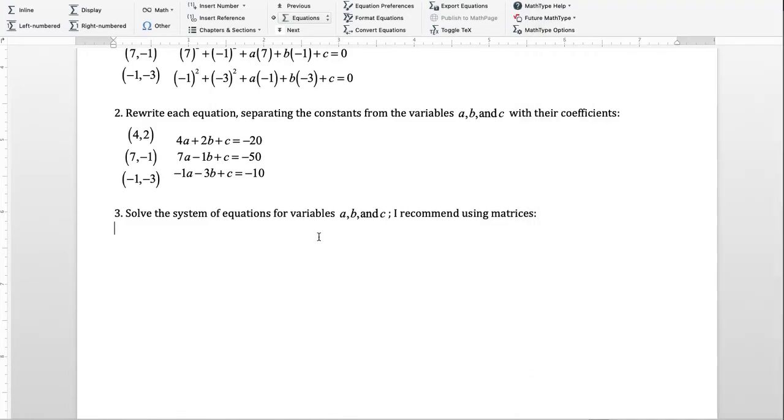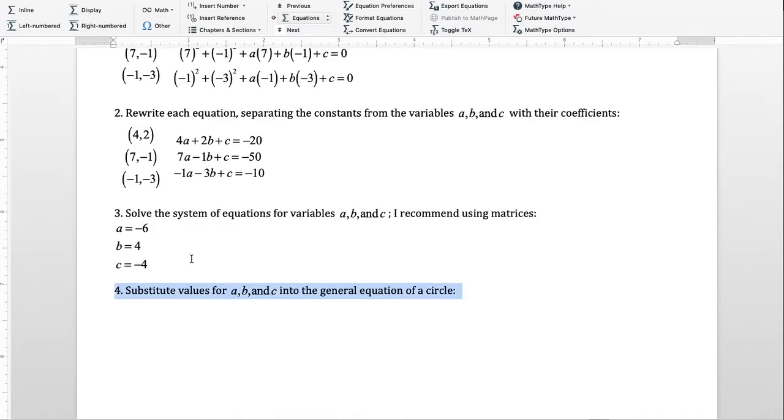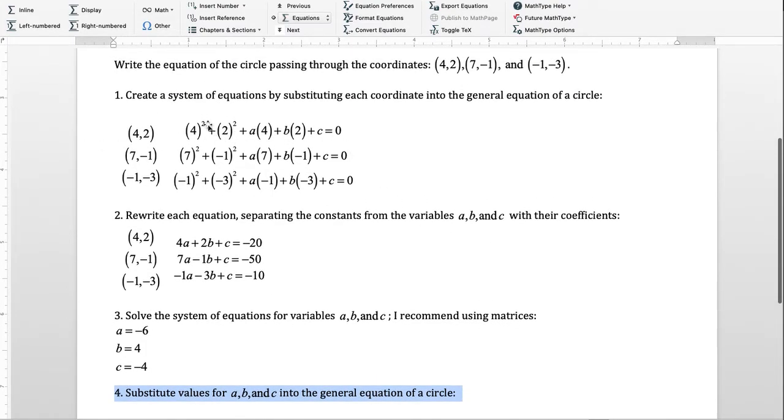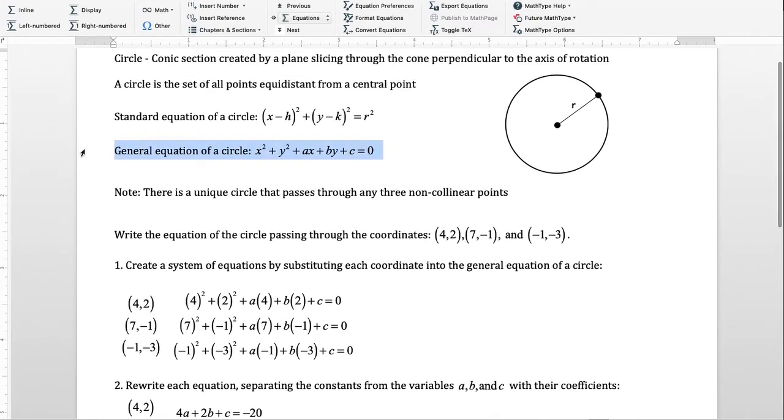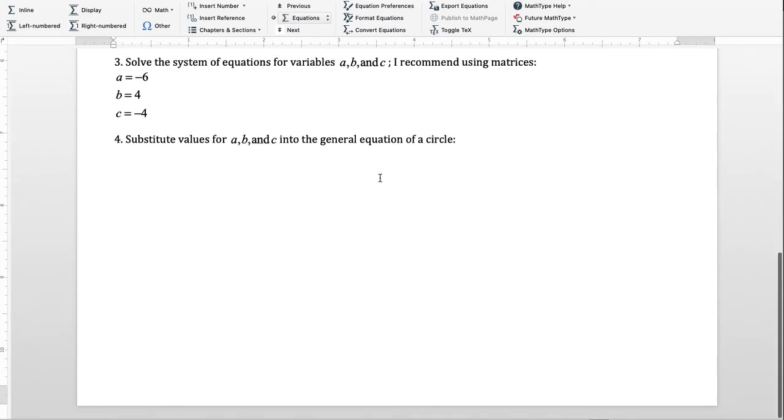Going back to my notes. There we go. Hey, surprise, it's already set up. So we solve for A, B, and C. I'm going to take that A, B, and C and substitute them back into our general equation of the circle. So where we before had just our variables A, B, C, I'm going to keep it with X and Y, but substitute in A, B, and C.